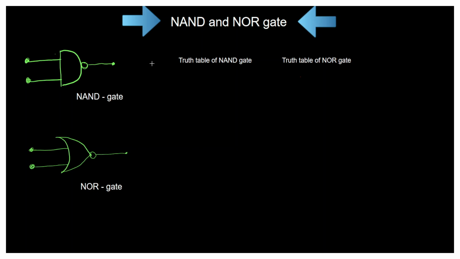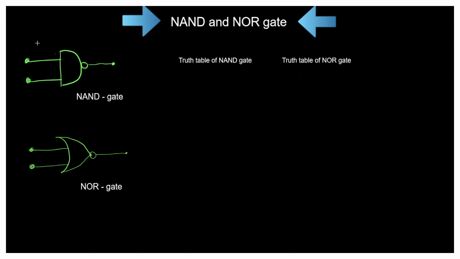Okay, so in the last video, we learned about three basic gates: AND, OR, and NOT gate. Today, our topic is NAND and NOR gate. So you can see on the screen, there are two gates. This one is called NAND gate, and this one is called NOR gate. So first, let's come to the NAND gate.